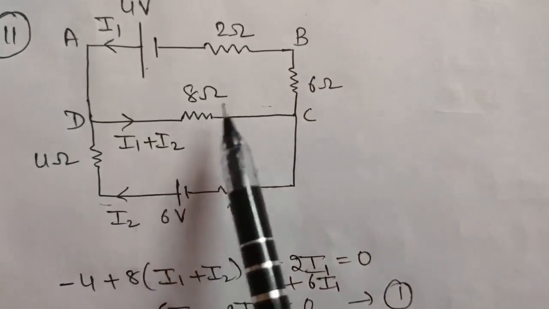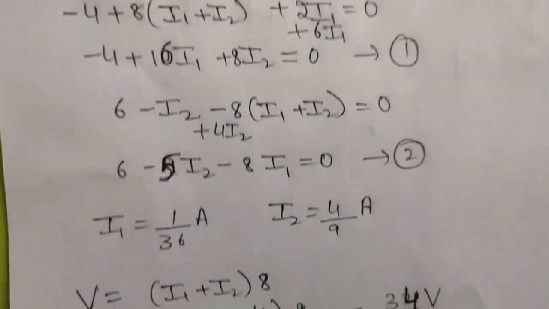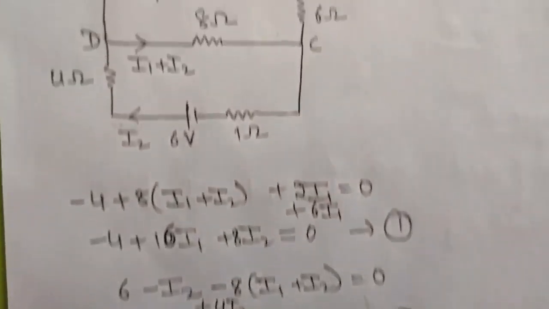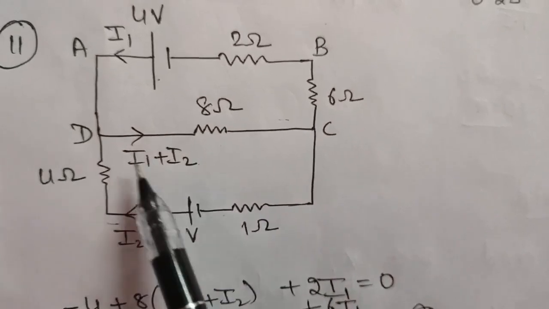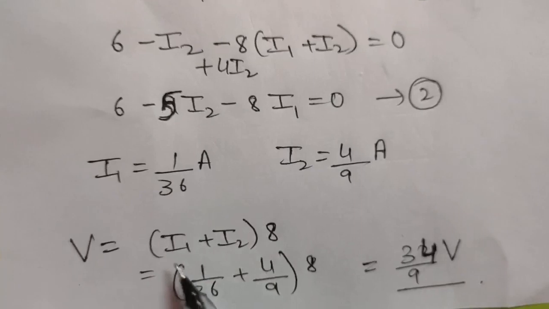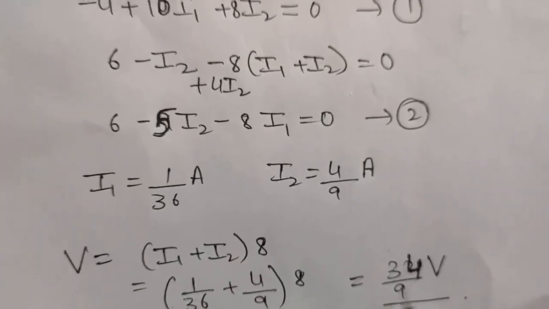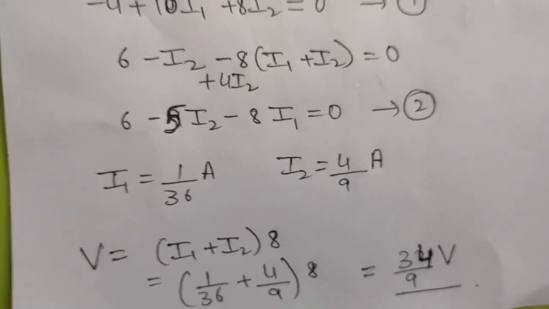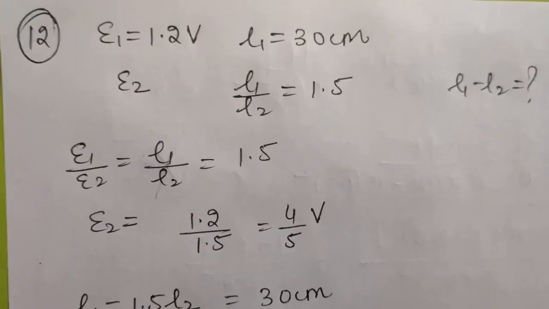Okay. So now as you know, the current flowing through 8 ohm is I1 plus I2. And you have to calculate voltage for it. So voltage will be nothing but I1 plus I2 into 8. So V will be I, that is I1 plus I2 into 8. So just put the value of I1 and I2 and you will get the voltage to be 34 by 9 volts.